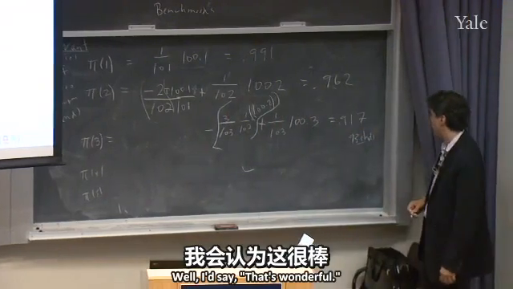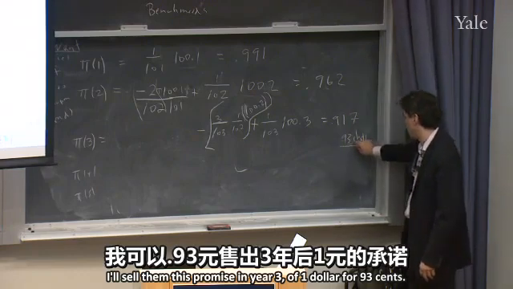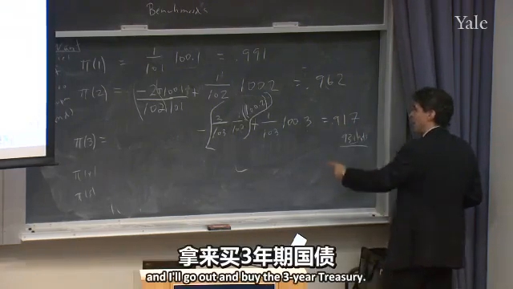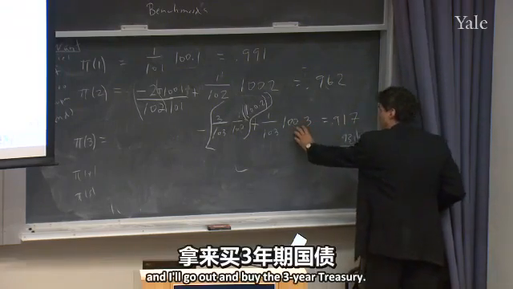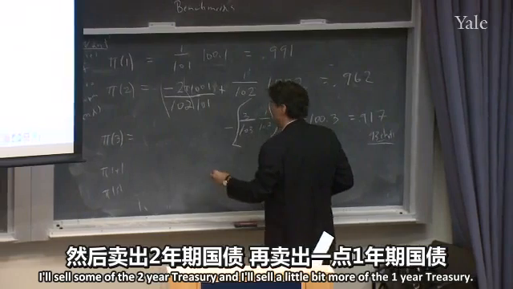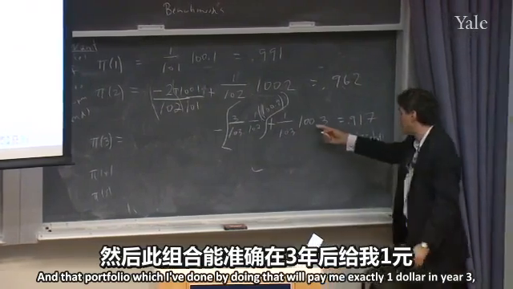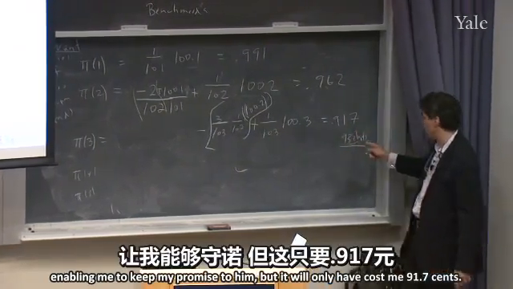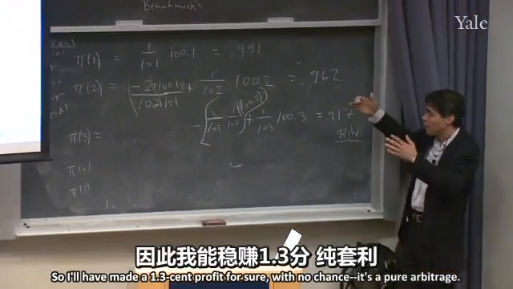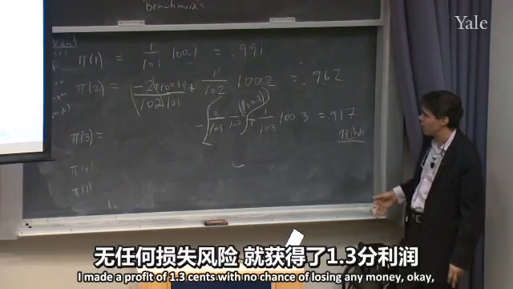Well, I'd say, that's wonderful. I'll sell him this promise in year 3 of $1 for 93 cents. Then with that 93 cents, I'll only use 91.7 of those cents, and I'll go out and buy the 3-year treasury. I'll sell some of the 2-year treasury, and I'll sell a little bit more of the 1-year treasury. And that portfolio will pay me exactly $1 in year 3, enabling me to keep my promise to him, but it will only have cost me 91.7 cents. So I'll have made a 1.3 cent profit for sure, with no chance of losing any money. It's a pure arbitrage.